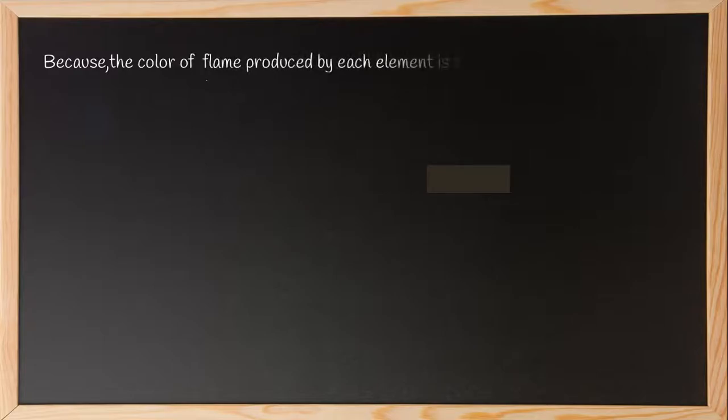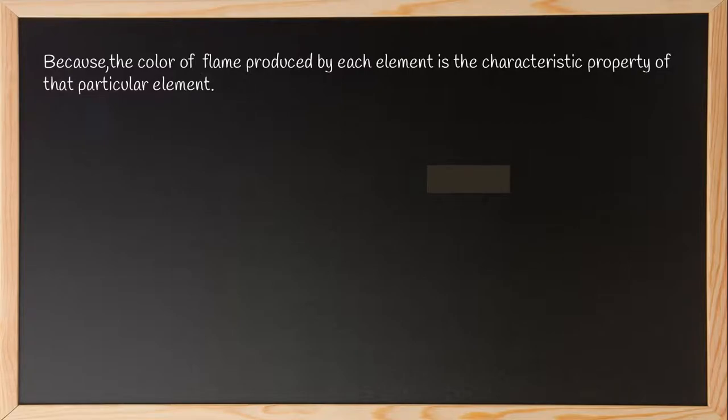Because the color of the flame produced by each element is the characteristic property of that particular element. So we have seen before there is sooty flame, there is non-sooty flame, and there is also burning without a flame in red. So flames are of different colors. A particular element will burn with a particular flame.